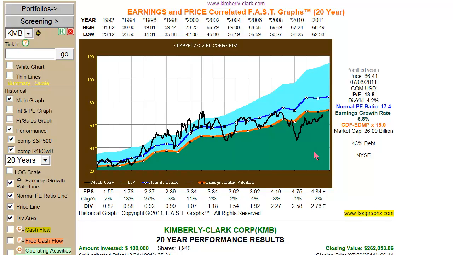that are widely accepted in helping determine the intrinsic value of a company based on earnings and cash flows. The blue line is the normal price earnings ratio that the computer simply tries to calculate over whatever period of time is being measured. Here we're looking at a 20-year graph on Kimberly-Clark, the maker of Kleenex. And this is really like a barometer.